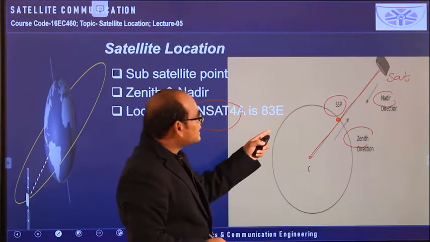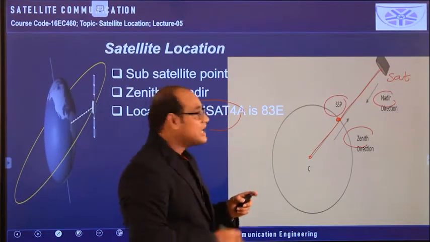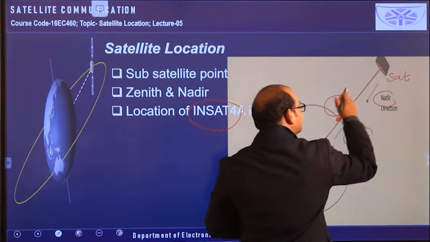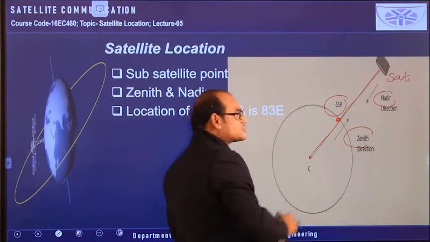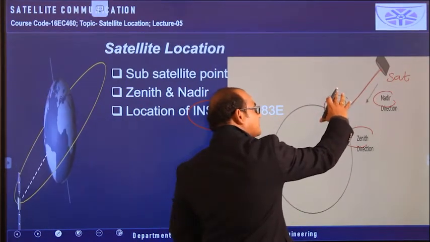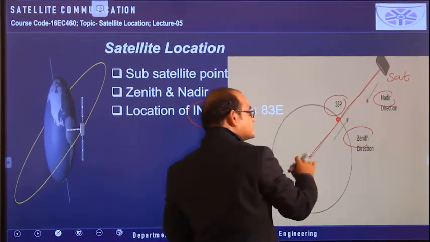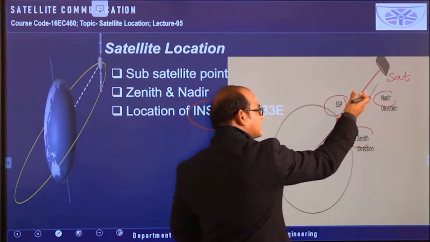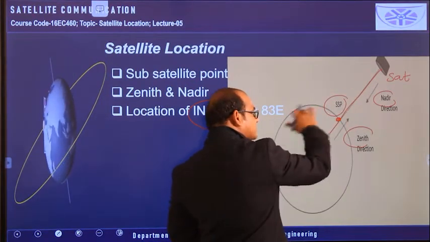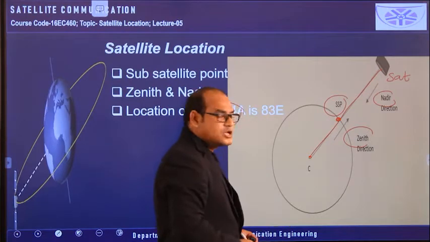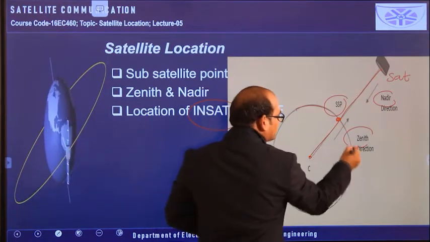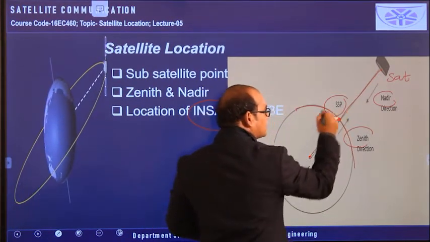This subsatellite point refers to the satellite, but it is not in space, it is on the earth surface only. So the subsatellite point is the point of intersection of the line joining the center of the earth and the satellite, and that intersection is with the earth surface. This is the subsatellite point we can observe.